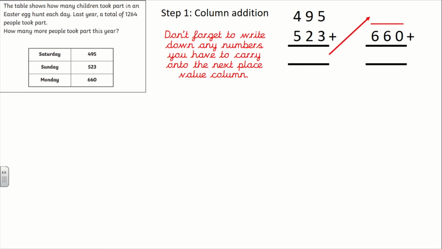That answer then needs to form your next question. So whatever that answer equals, it's that number and 660 to find your next answer. So that tells me how many children took part this year. Well, that's what that number will be. So once you've added those 3 numbers together, that's your final answer for how many children took part this year. Now, that's the first part of our problem.